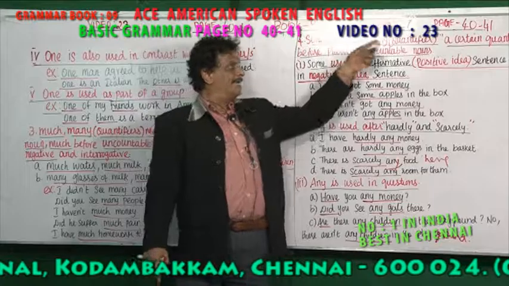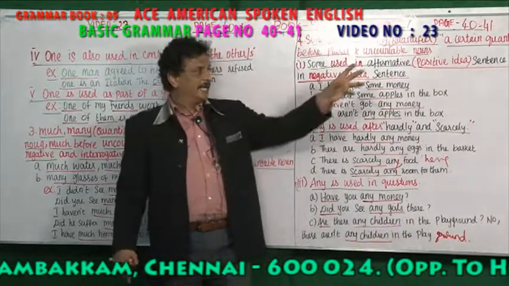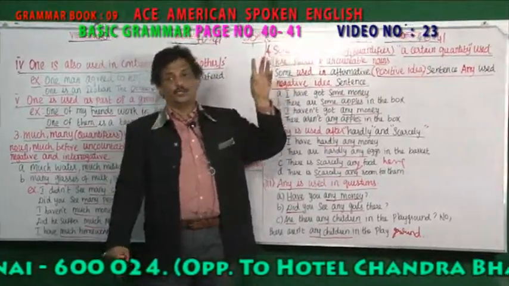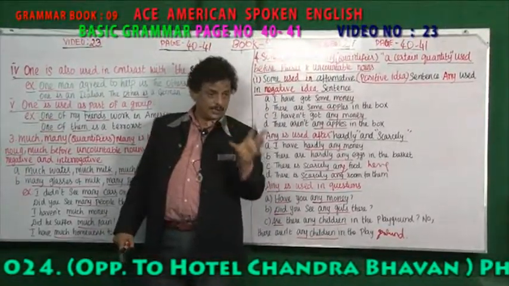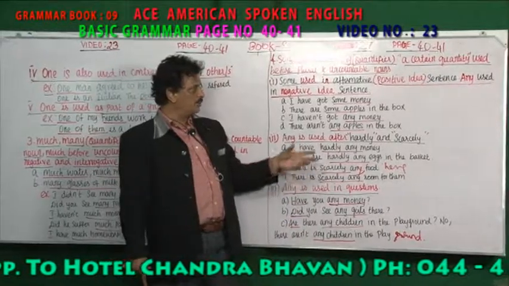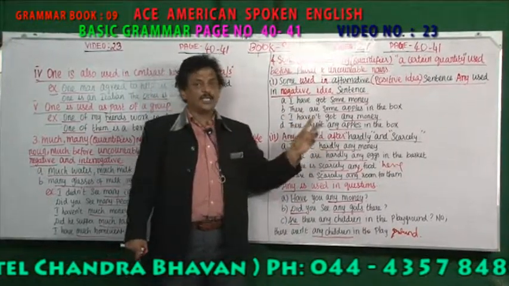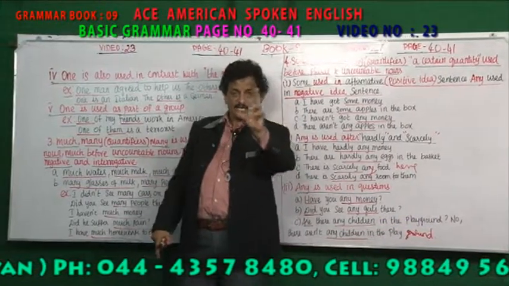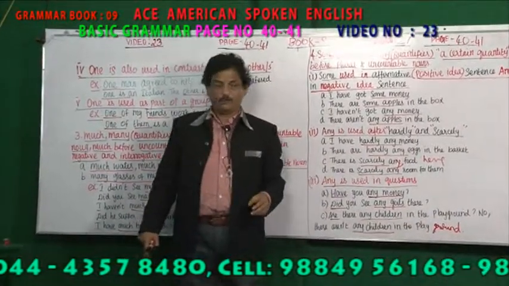Then some and any, both are quantifiers. It means certain quantity, and both are used before plural countable or uncountable nouns. And here any is used for what? Only for questions and negatives. Some is used for positive. Hope you are able to understand.